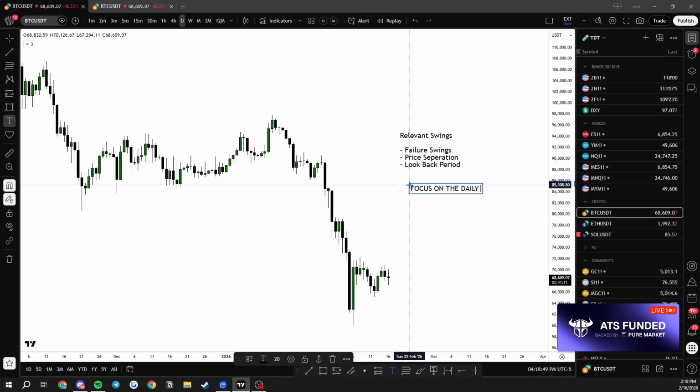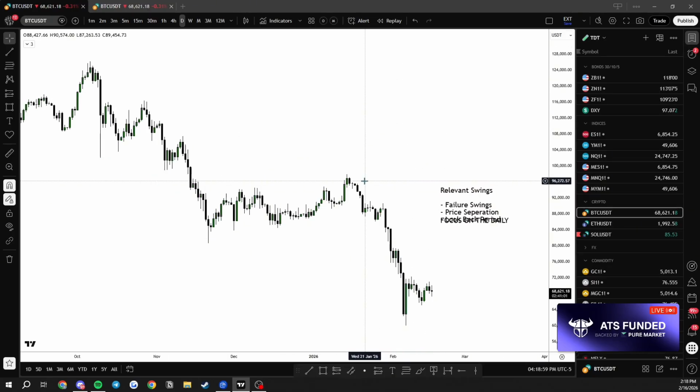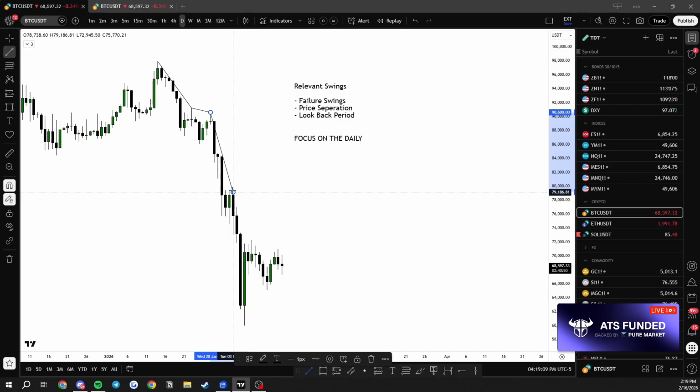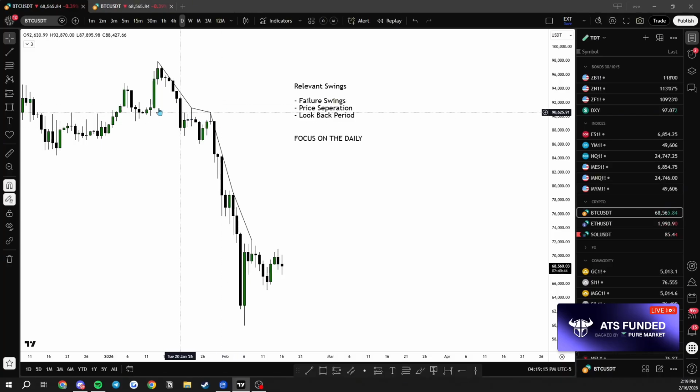So with that being said, let's talk about failure swings a little bit more. Just as a small recap, what is a failure swing? A failure swing is when we can see that swing highs fail to take out other swing highs, right? And that's why we call them failure swings. They're failing to take each other out.